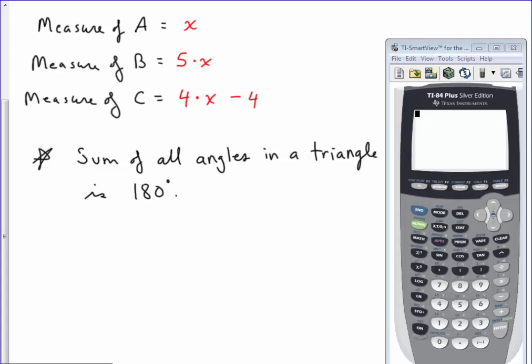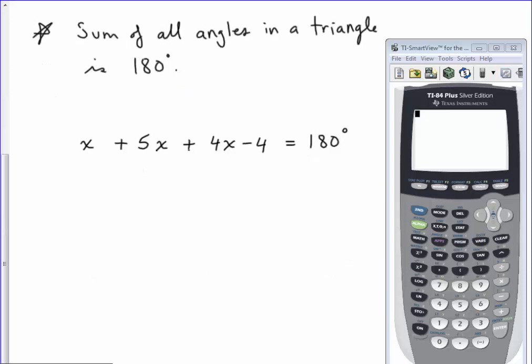This gives us enough information to be able to create a formula for this problem. We know that if we summed the measures of A, B, and C, then that sum should equal 180. Use the variables that you have assigned and we will create our formula. Angle A, the measure is x, plus angle B, the measure is 5x, plus angle C, the measure is 4x minus 4. And we know that all three of these would sum to 180 degrees. Doing this gives us a formula that we're able to solve for x.